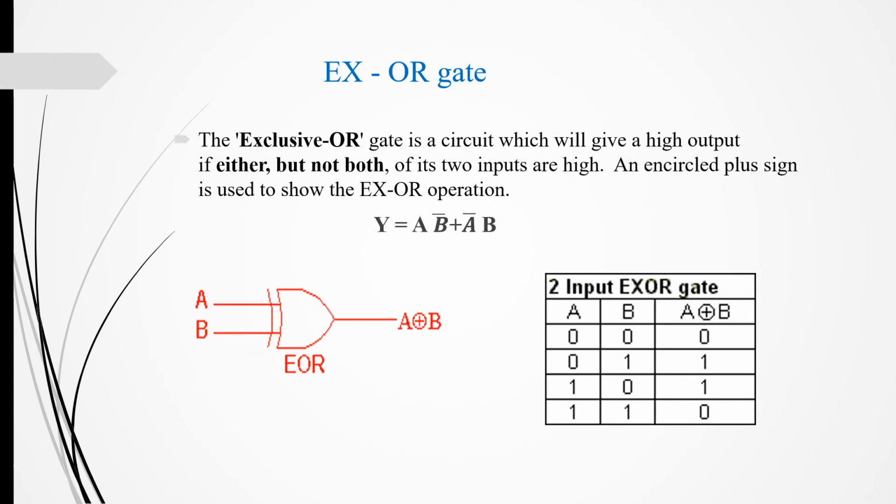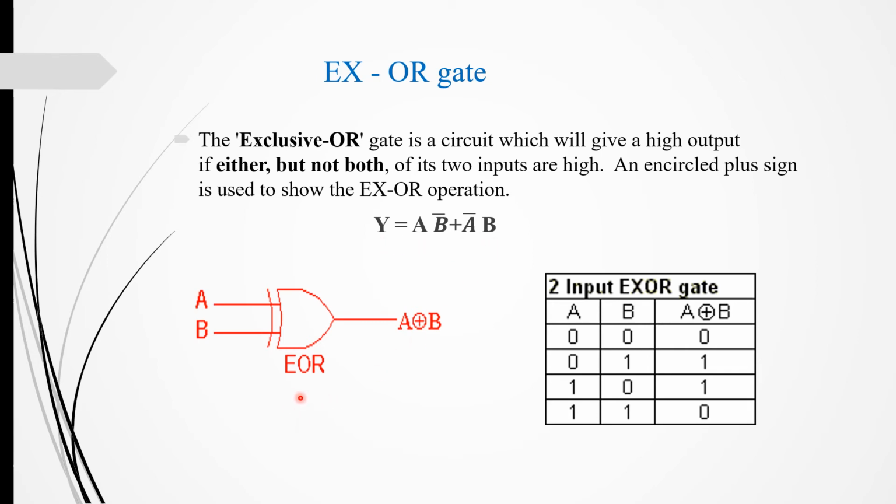XOR gate is a derived gate. It is constructed by using 3 basic logic gates: AND gate, OR gate and NOT gate. XOR gate is a circuit which will give high output if either but not both of its two inputs are high. An encircled plus sign is used to show the XOR operation. If inputs are A and B, then output Y is equal to A into B bar plus A bar into B. This is the output equation of XOR gate.